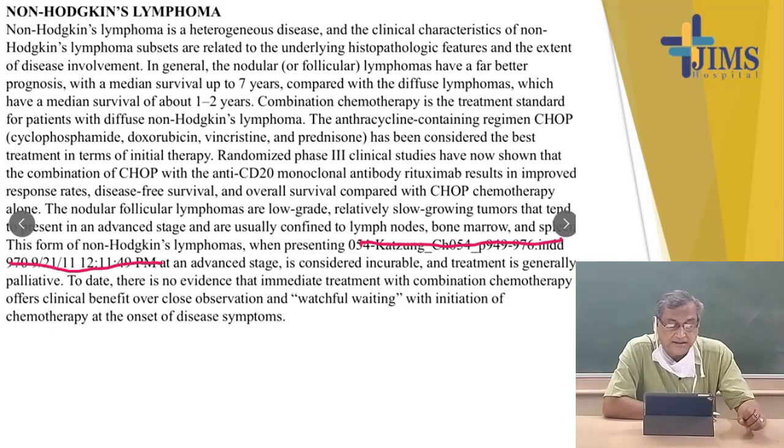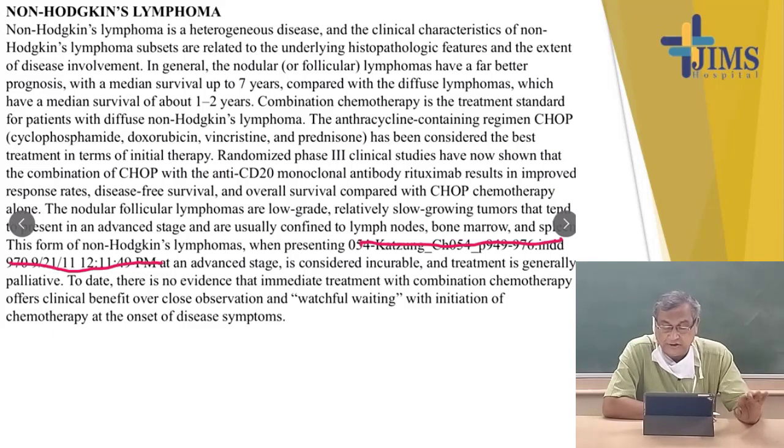Non-Hodgkin's lymphoma is a heterogeneous disease, and the clinical characteristics of non-Hodgkin's lymphoma subsets are related to the underlying histopathologic features and the extent of disease involvement. In general, the nodular lymphomas have a far better prognosis, with a median survival of up to 7 years, compared with diffuse lymphoma, which has a median survival of about 1 to 2 years. So combination chemotherapy is the treatment standard for patients with diffuse non-Hodgkin's lymphoma.